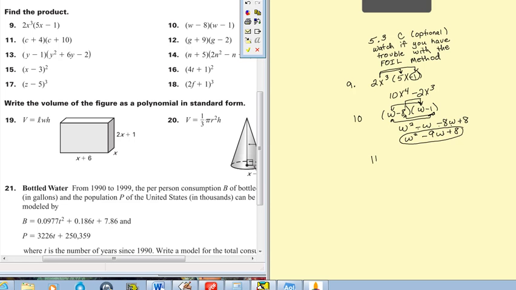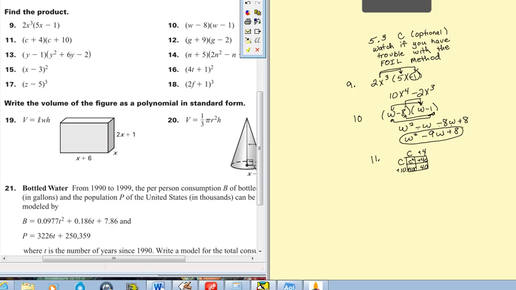Alright, 11. Let's set this one up as a Punnett square. C plus 4 times c plus 10. C times c is c squared, plus 4 times c is plus 4c, plus our c times plus 10 is plus 10c, plus 10 times plus 4 is 40.